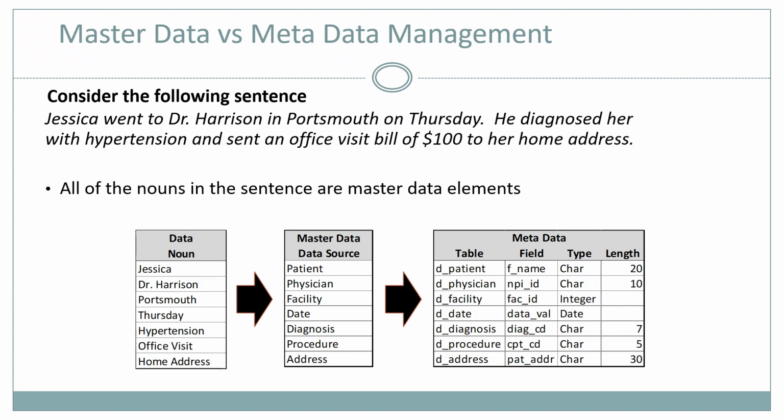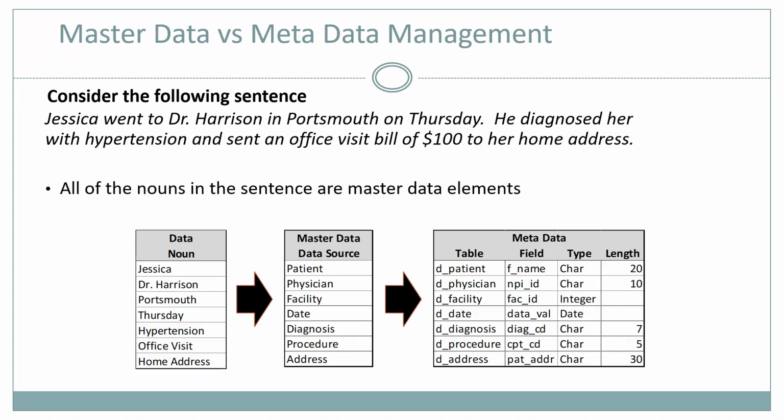So this is a great example of if you were to look at this sentence above. So this is creating something and expressing it in a real world scenario. So Jessica went to Dr. Harrison in Portsmouth on Thursday. He diagnosed her with hypertension and sent an office visit bill of $100 to her home address.